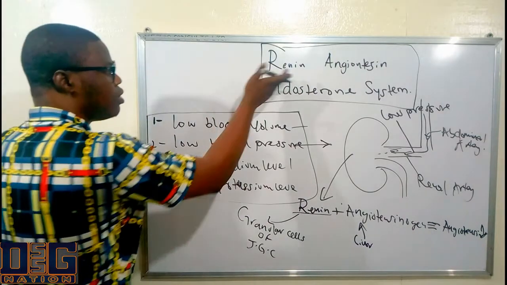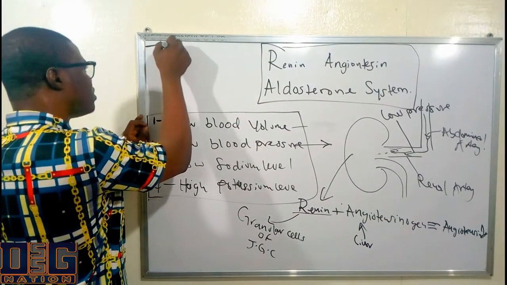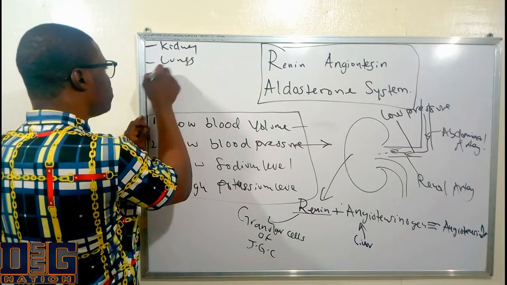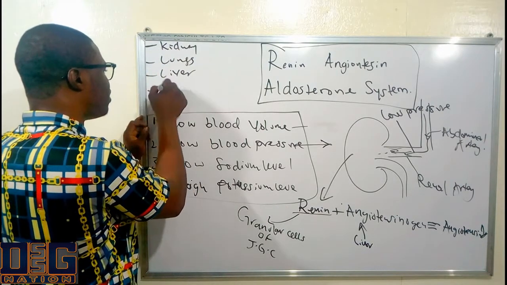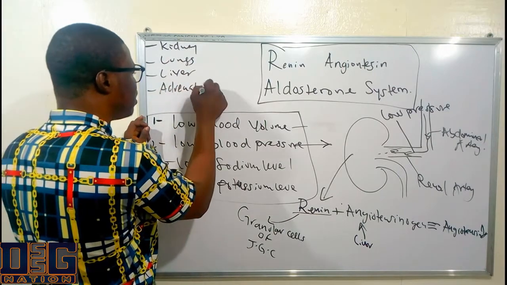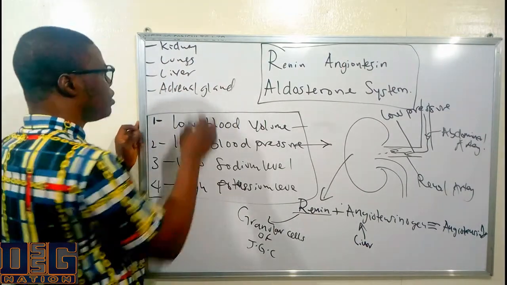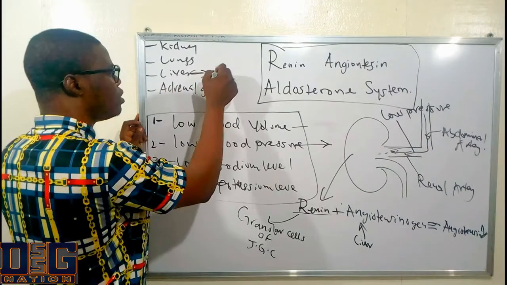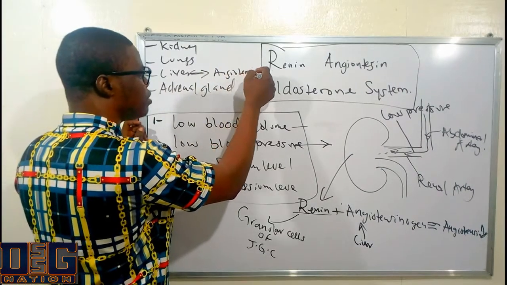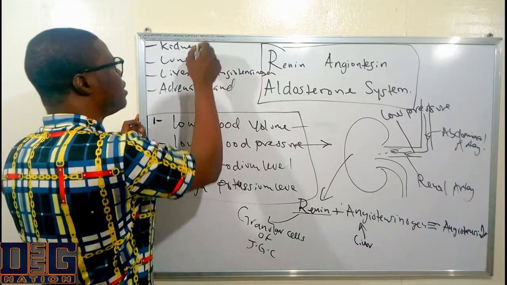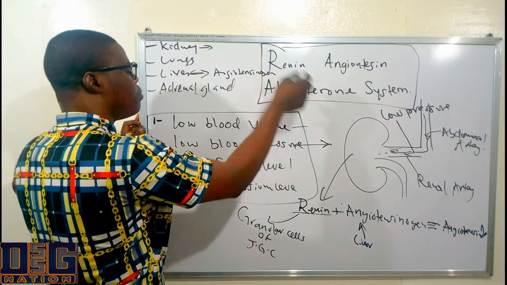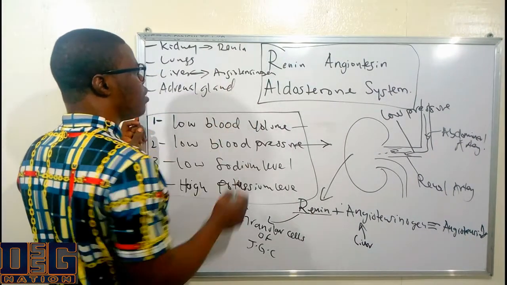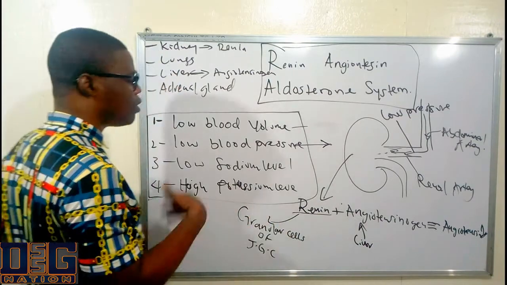Now, we said the organs involved in the renin angiotensin system: the kidney is the first, the second one is the lungs. We talked about the liver, and we talked about the adrenal gland. Now, the liver has done its quota by producing what? Angiotensinogen. And the kidney has done its whole quota by producing what? By producing renin from the granular cells of the juxtaglomerular complex. So after then, what will happen next?